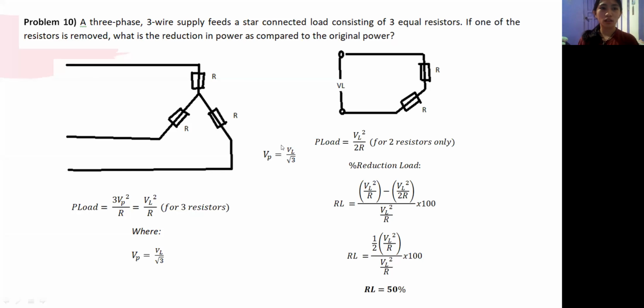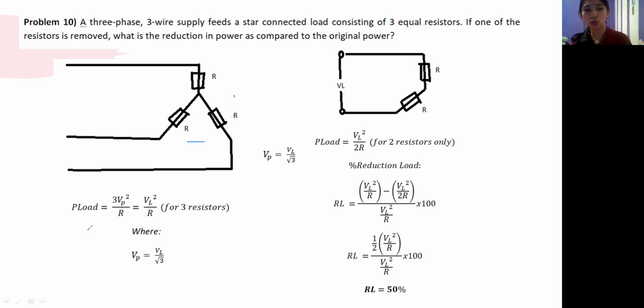Moving on, we are given the problem: a three-phase, three-wire supply feeds a star-connected load, which consists of 3 equal resistors. If one of the resistors is removed, what is the reduction in power as compared to the original power? It is stated here that it is star-connected, consisting of 3 equal resistors, as you can see in the diagram.